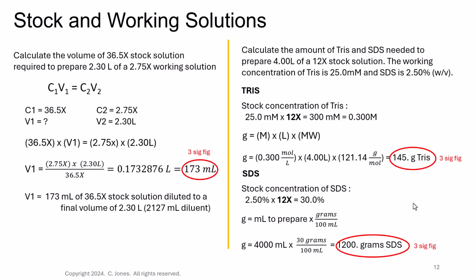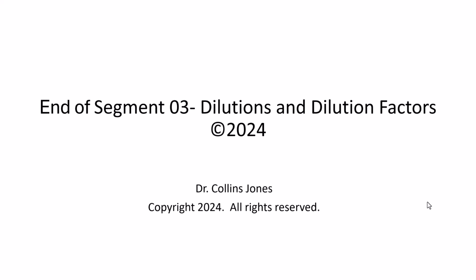But now what would happen is you would weigh out. Suppose that you could dissolve 1,200 grams of SDS in 4 liters. You would weigh out 1,200 grams of SDS, add it to 4 liters. And then you would weigh out 145 grams of Tris and add it into the same 4 liters and then dissolve them. And that would be your 12x stock solution containing Tris and SDS. So hopefully you did okay with that. This was a little more difficult, but we've combined some of the things that we've learned in our segment so far. And that is the end of segment 3.